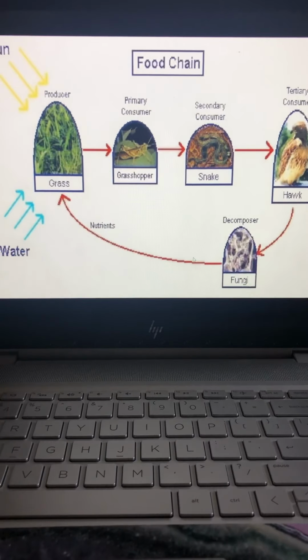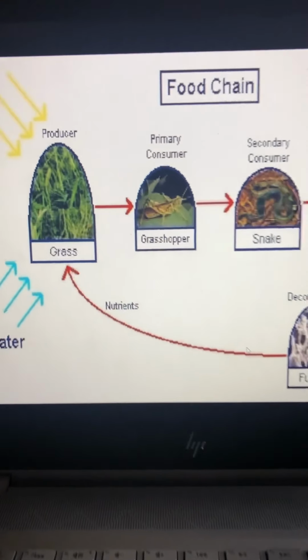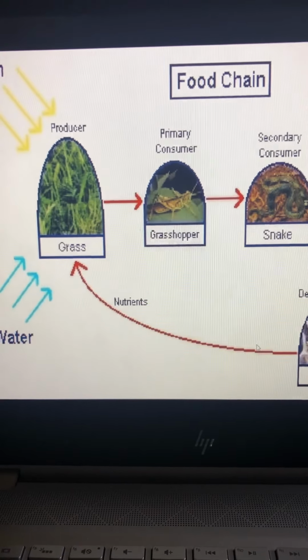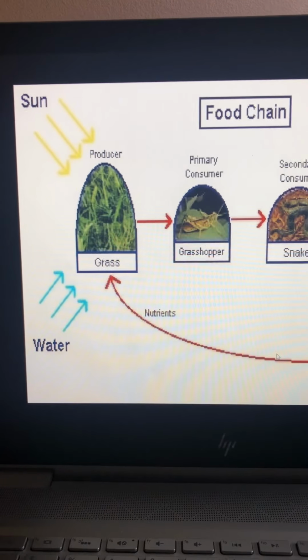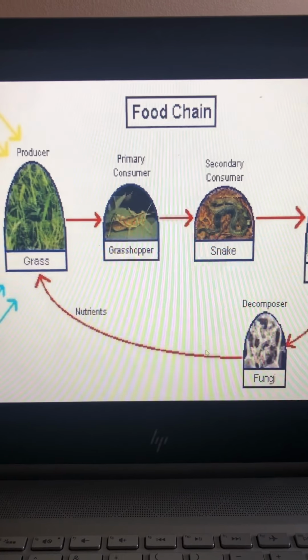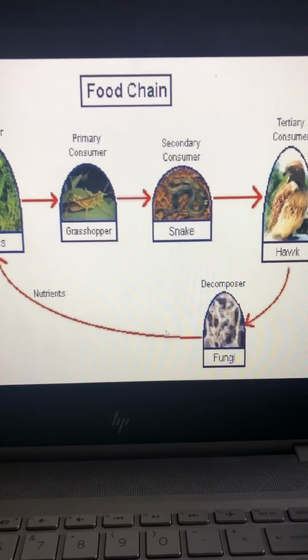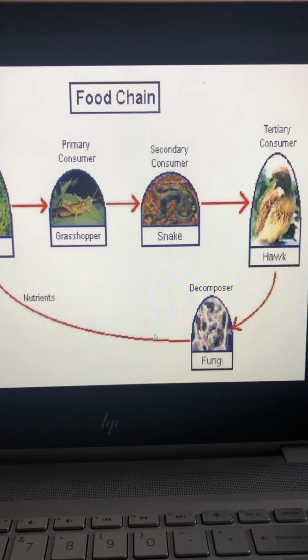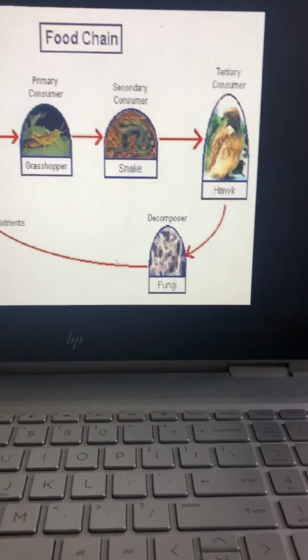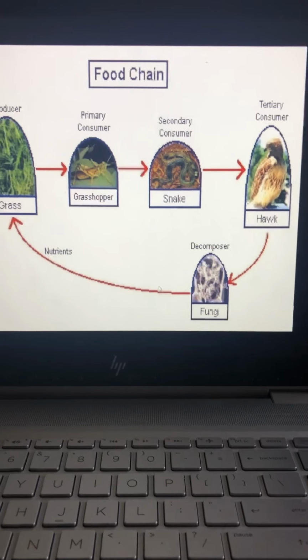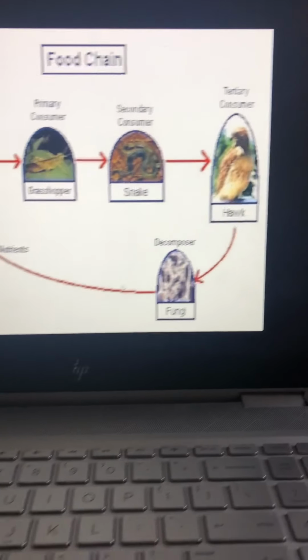Here's another picture where, again, we're going to start with our producers. Those are our grass. Those are our plants. They're going to get their energy from the sun by the process of photosynthesis. We have our primary consumer, which is our grasshopper, our secondary consumer, which is our snake, and we're going to end all the way with the decomposer, which can be bacteria or it can be fungi like mushrooms and molds, and they'll break down the remains of the dead organisms.